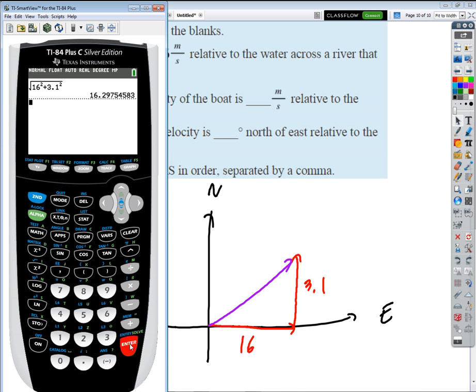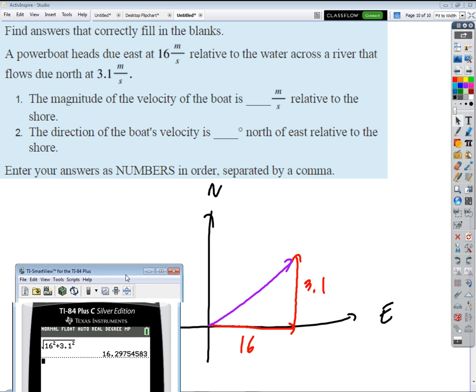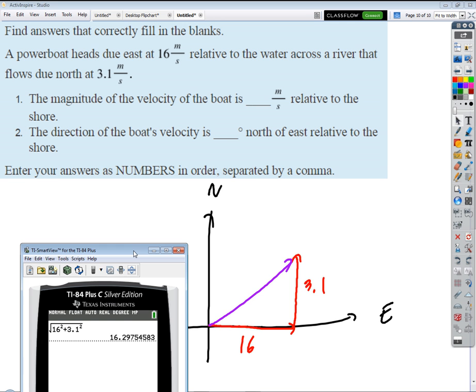So 16.2975, blah, blah, blah. But what are our sig figs going to have to be? Because these are presumed to be measurements. 2. 16. So 16, yeah. Okay.